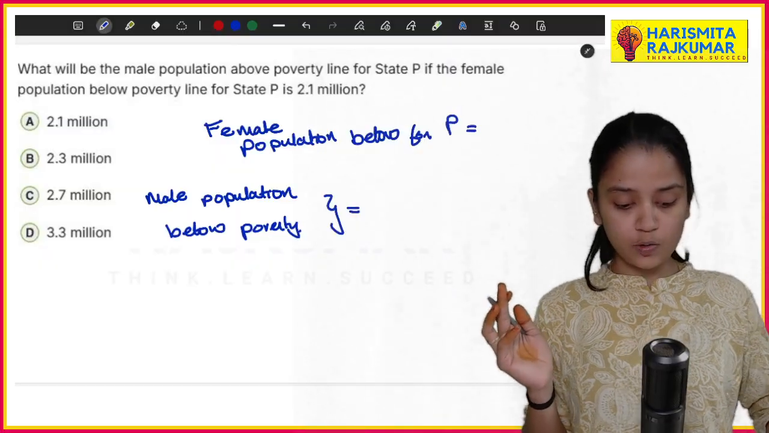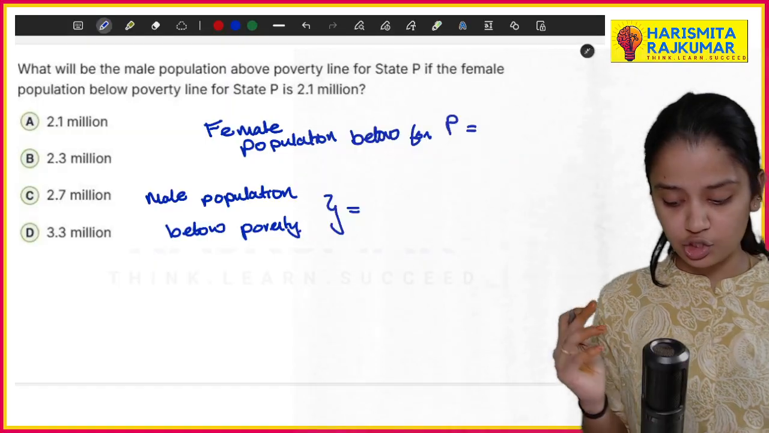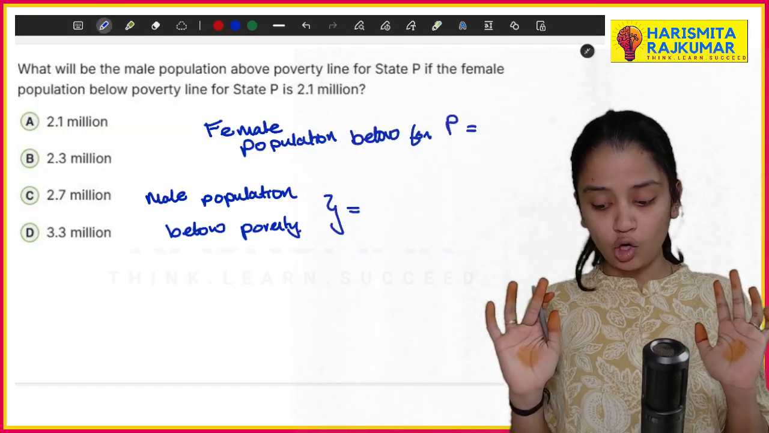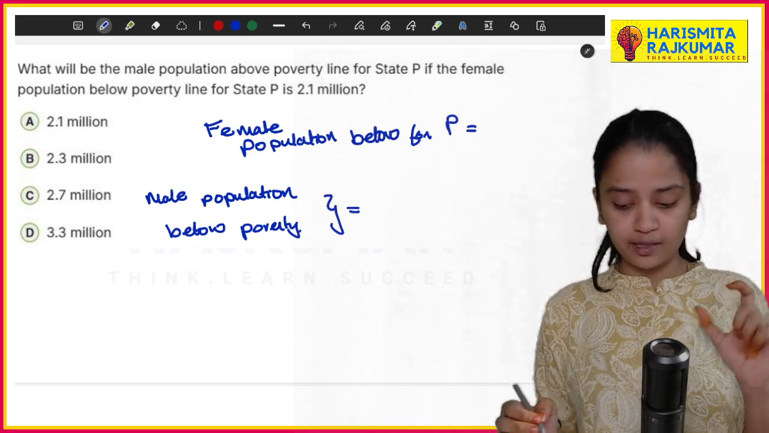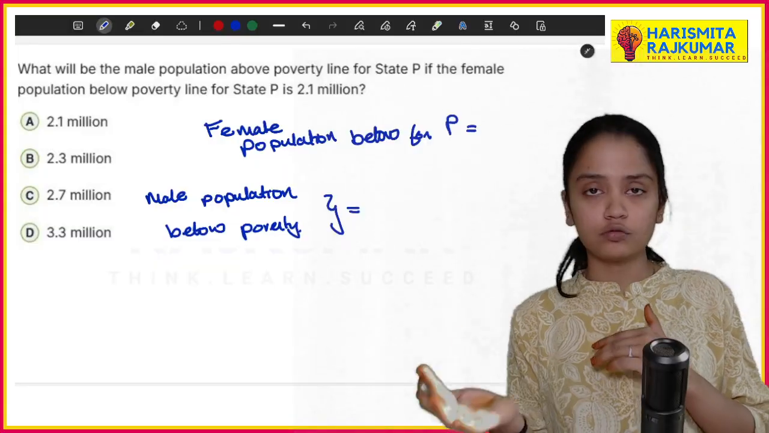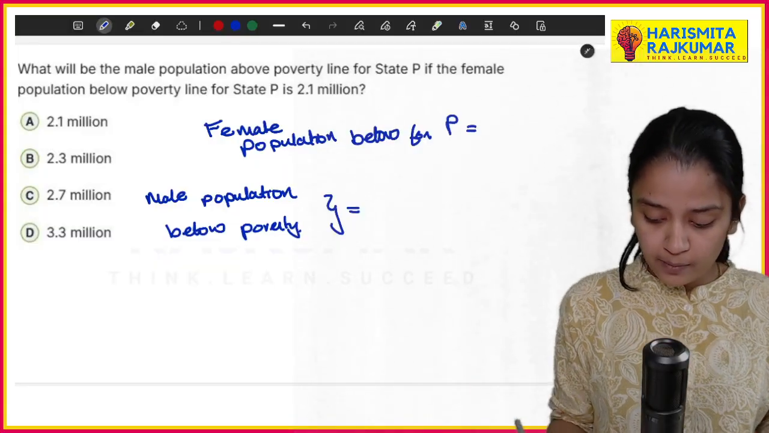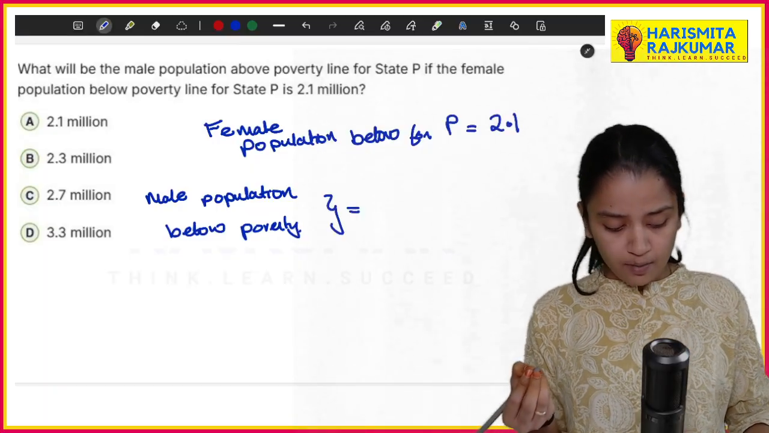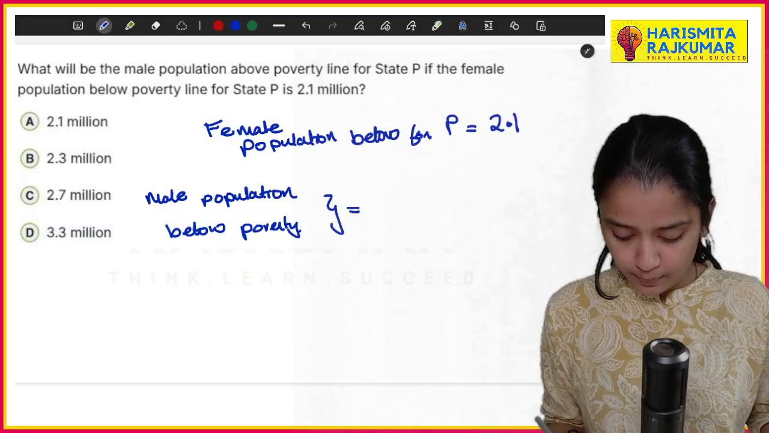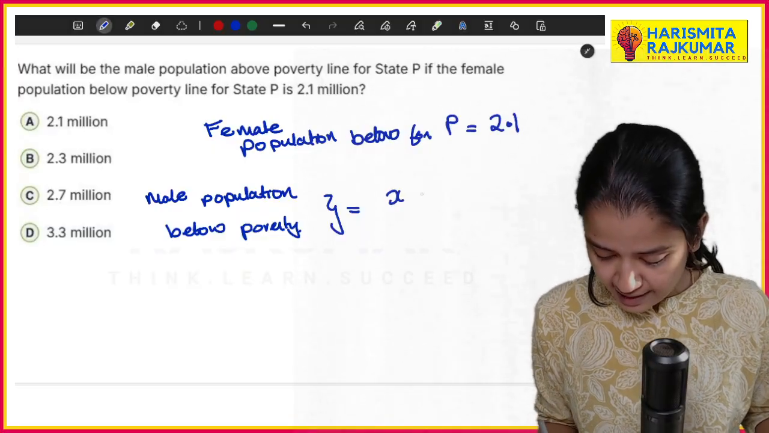And the next one is, what will be the male population above the poverty line if the female population is below the poverty line? So the male population above the poverty line is asked. The female population below the poverty line is given as 2.1. Then the male population below the poverty line is X million.